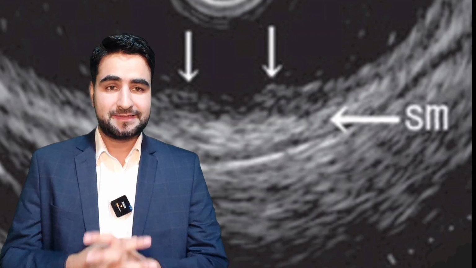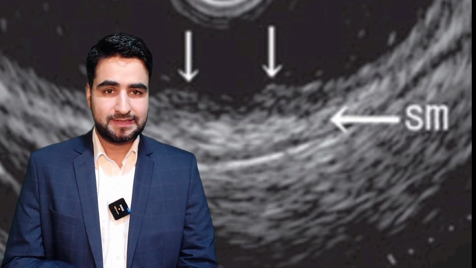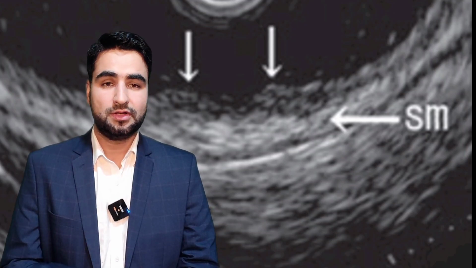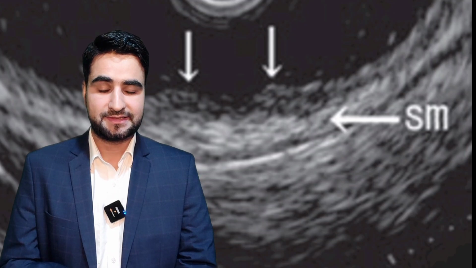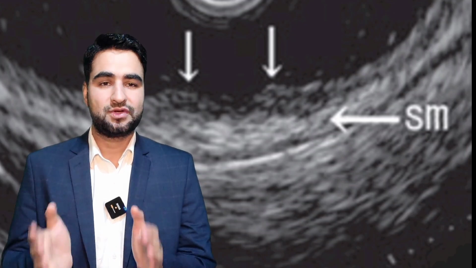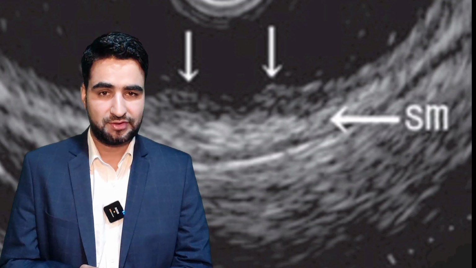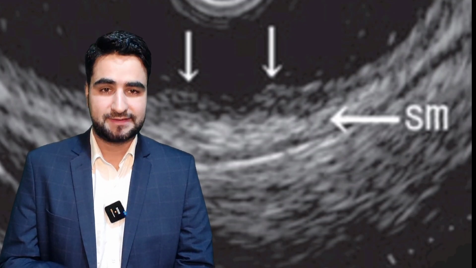When interpreting such findings, always look for margin clarity because irregular margins often suggest malignancy. You should also look for layer continuity because disruption indicates invasion depth, and echogenic pattern symmetry. Asymmetry favors a neoplastic process. Also correlate with endoscopic findings and histology for final staging.